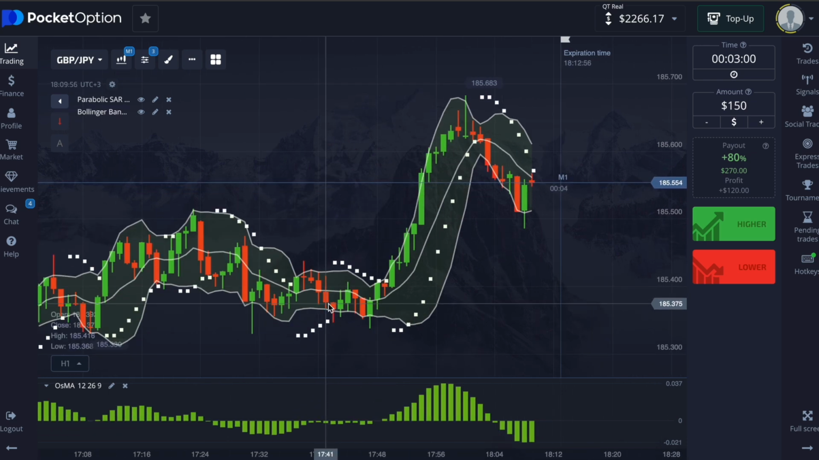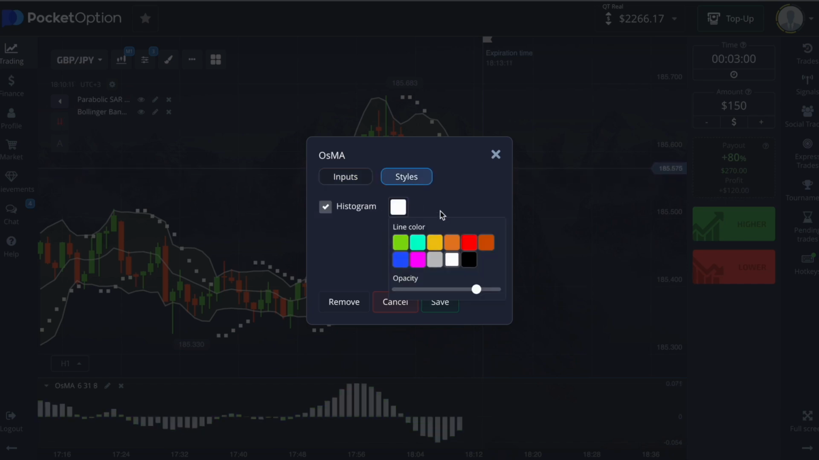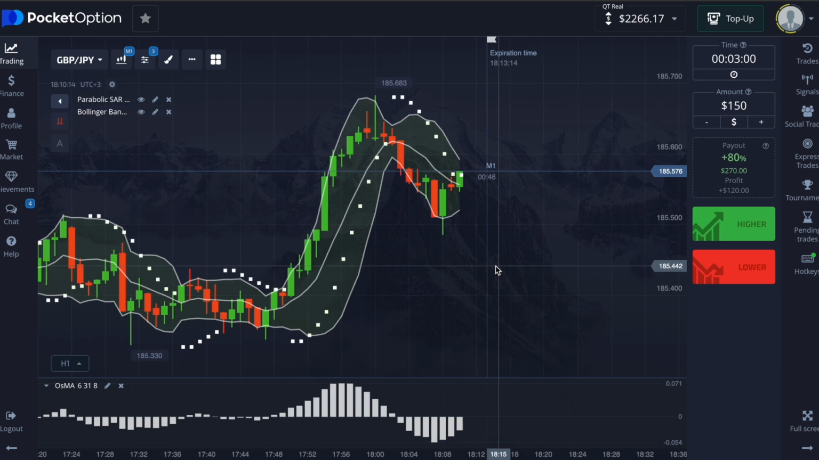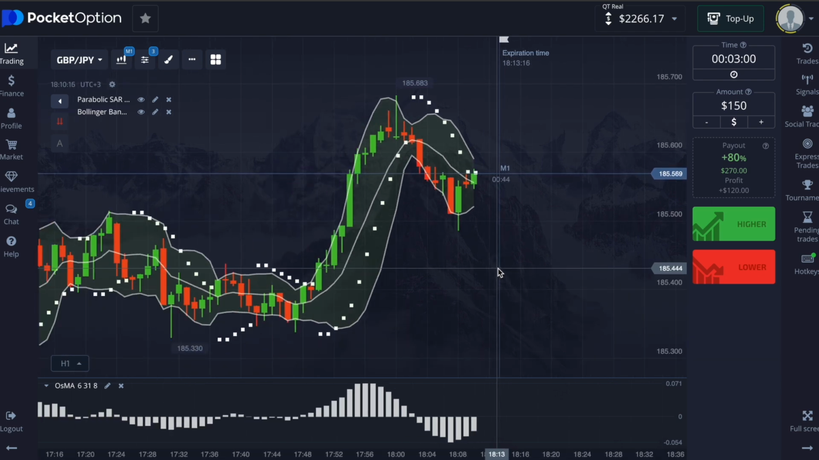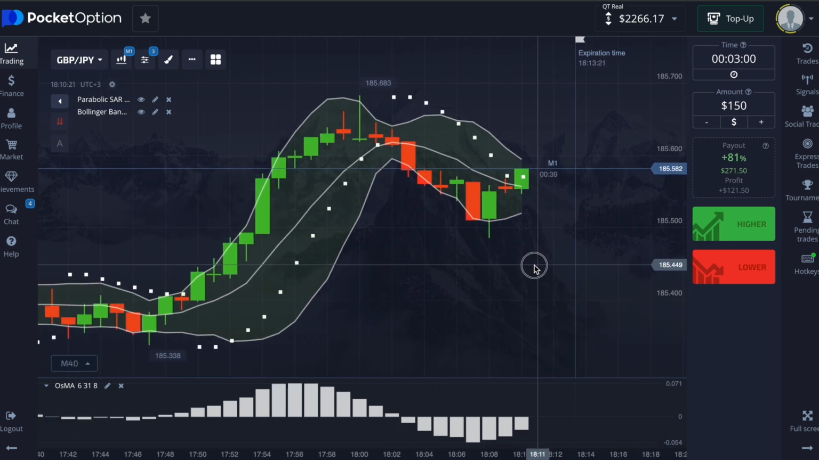Only OSMA is left, and here, just follow along with me and enter the values 6, 31, 8. In the Styles tab, make our histogram white and save. As I mentioned before, this strategy works well on active currency pairs. Now all I have to do is find a suitable situation and practically show you how to work with this strategy.